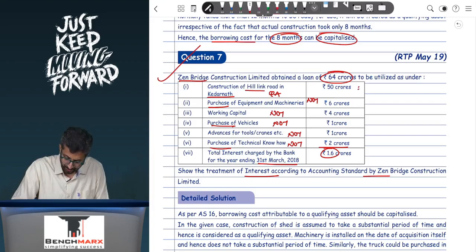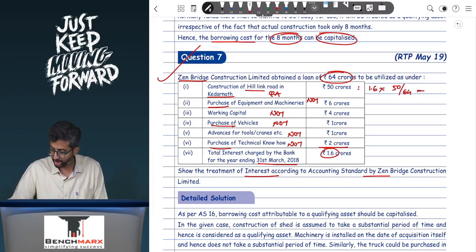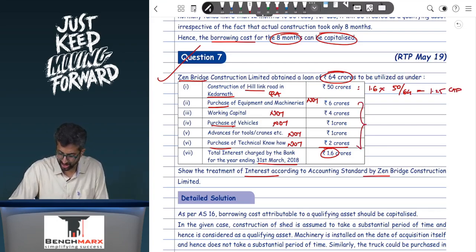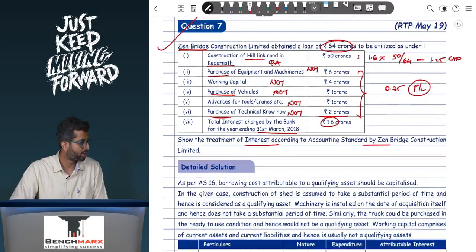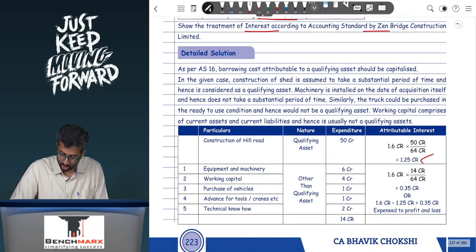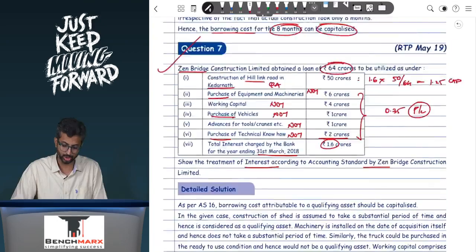So I will say out of 64, for which 1.6 of interest is being charged, 50 is for construction of a road which is a qualifying asset, and hence 1.6 into 50 divided by 64 comes to around 1.25. This will be capitalized. Now if everything else is not a qualifying asset, for simplicity we can say that the remaining, which we will calculate, comes to let's say 0.35, and where will this 0.35 go? Sir, it will be expense to the profit and loss account. So over here this will be 1.6 crores, this will be for a qualifying asset, everything else you can break up, and 1.25 crores and 1.6 crores, 0.35 crores will be expense to the profit and loss.